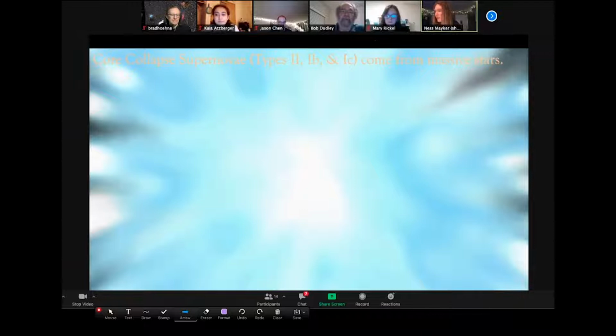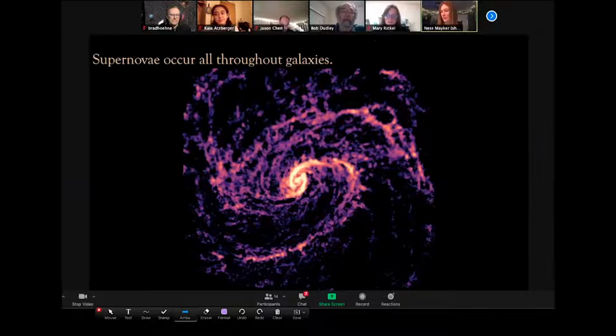Okay, so supernova occur all throughout galaxies. So wherever you have stars that are being formed, you can expect to find a supernova. I'll talk more about what this image represents later, but this is galaxy NGC 4321. And the color that you see represents molecular gas. So this is the place where the stars will form. And the brighter the color, the more yellow the color, the denser the gas.